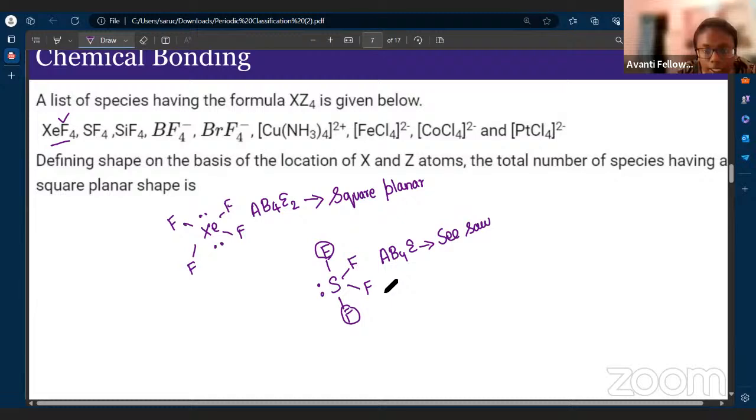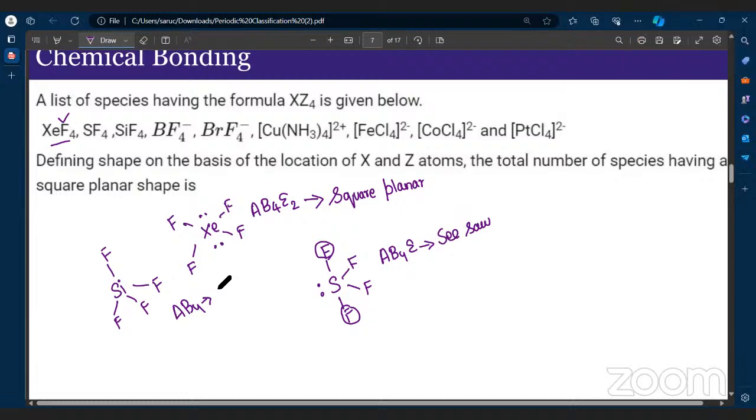Okay. And SiF4. What is the shape of SiF4? Is there any lone pair on silicon? It belongs to group number 14, so it doesn't have any lone pair. So the type is AB4. What is the geometry or shape of AB4? Tetrahedral.